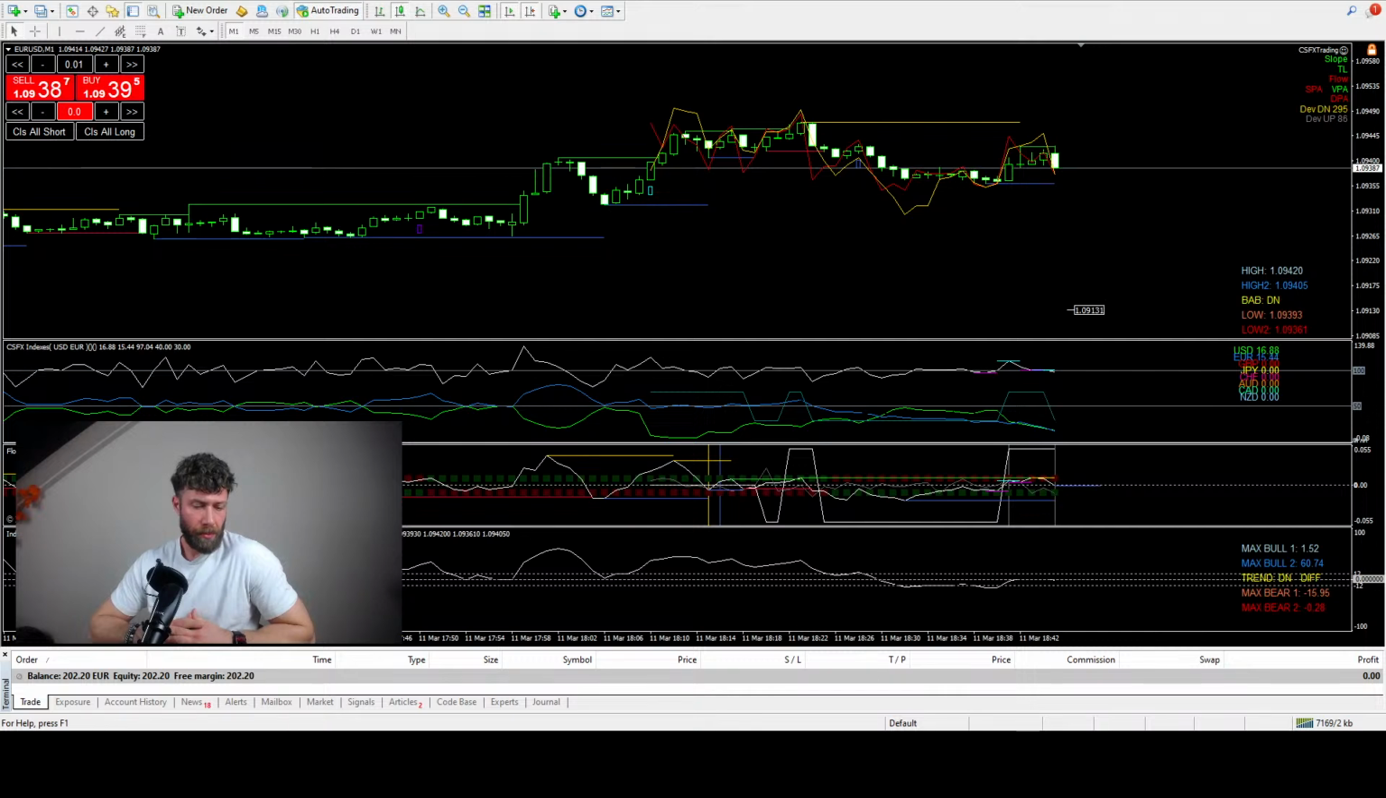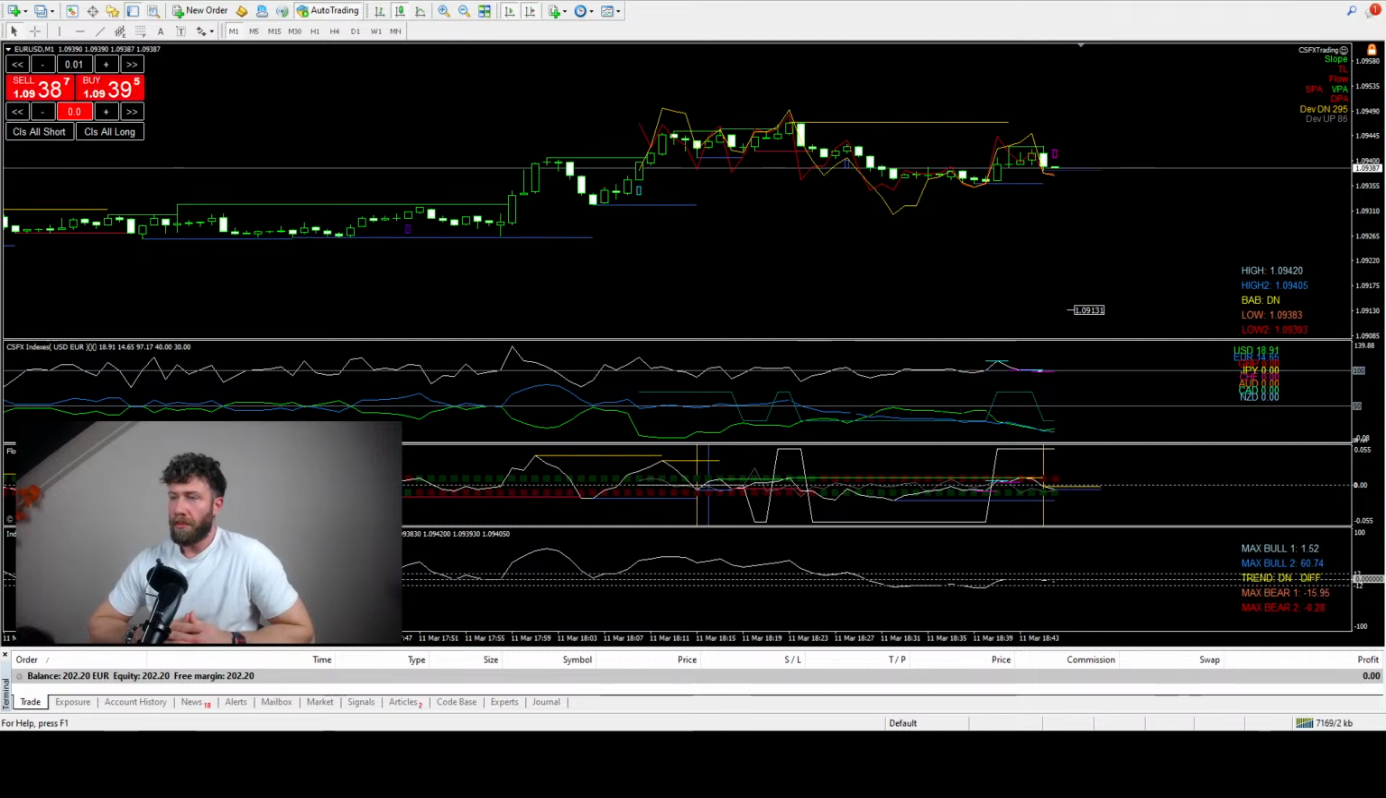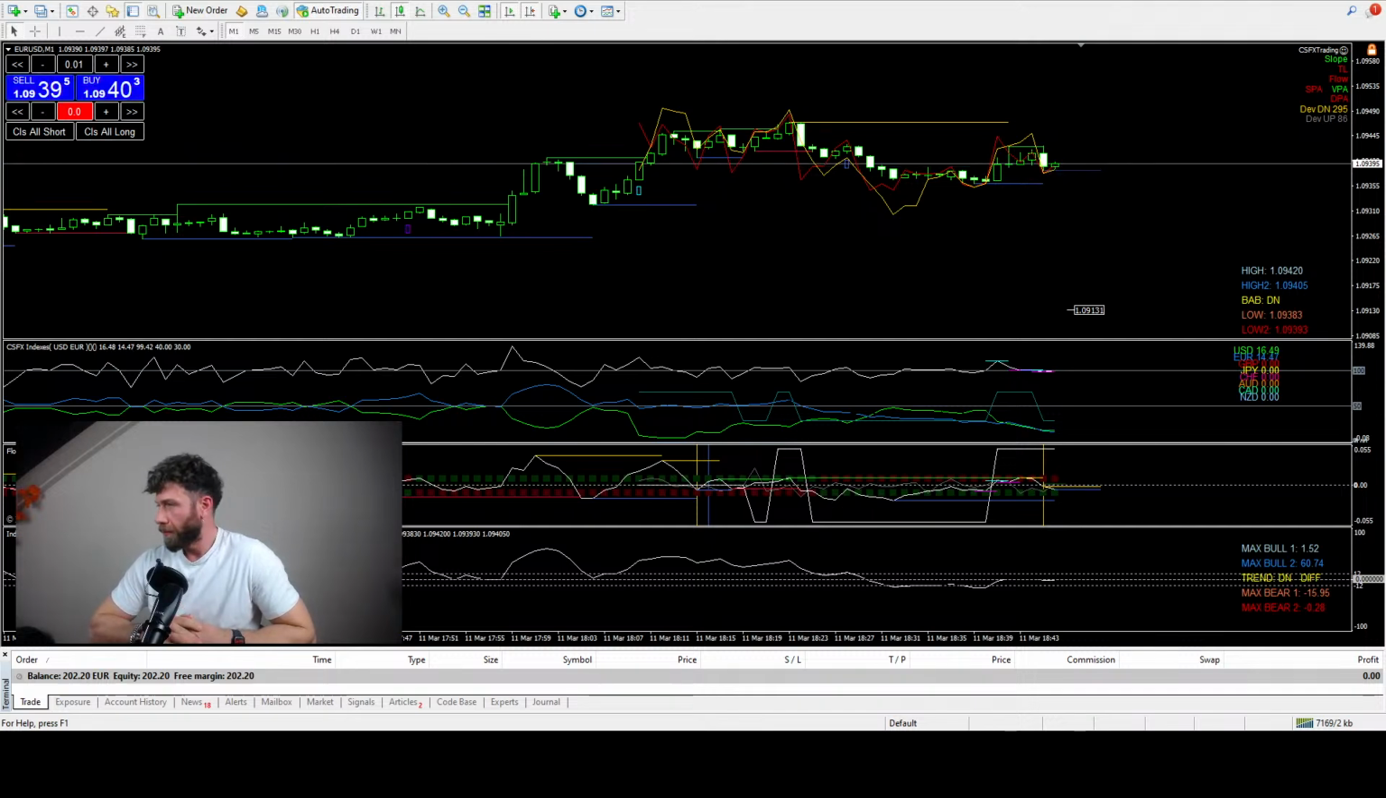So what I'm going to attach is a set of non-lagging currency indexes, and this is on a euro dollar 1 minute chart. And let's go here. Okay, so there's the indexes. Let's go back a little bit into history.